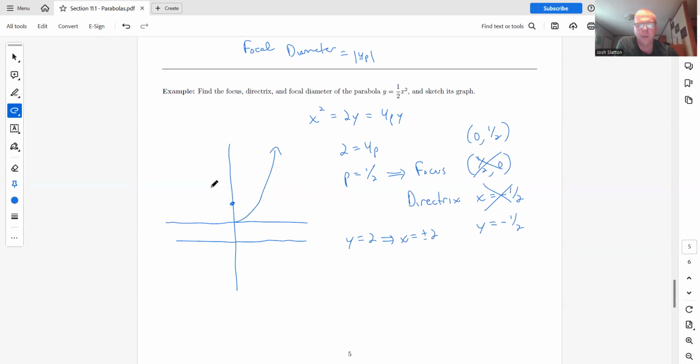But again, that's just to help us with WebAssign. So you have to graph that. And then the focal diameter is the absolute value of 4p. P is 1/2, so that will be the absolute value of 2, or just 2. Hopefully that didn't throw us too far off. I just was expecting this to be horizontal and it wasn't, so my mistake.